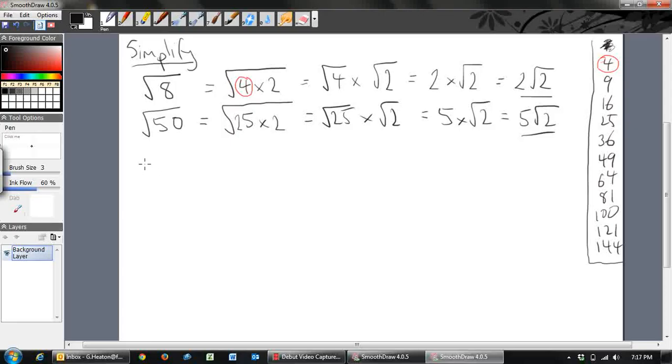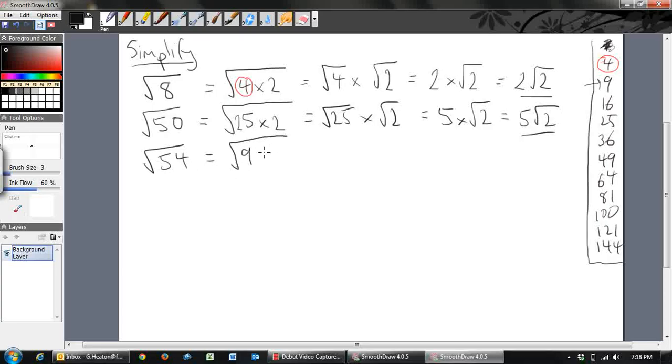So the next one I'll do, let's do root 54. How about that one? That's a good example. Root 54, let's have a look. Does 4 go into 54? No it doesn't. 9? Yes it does. 9 goes into 54. So this is a good little go here. Let's put 9 into that.